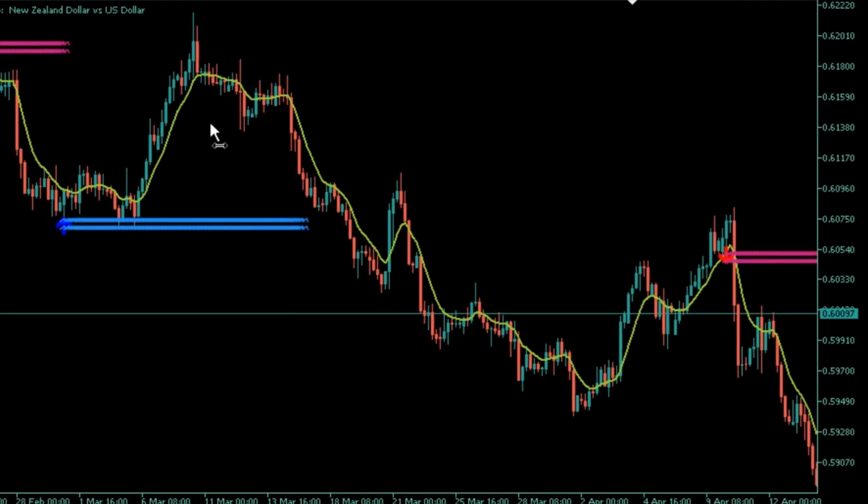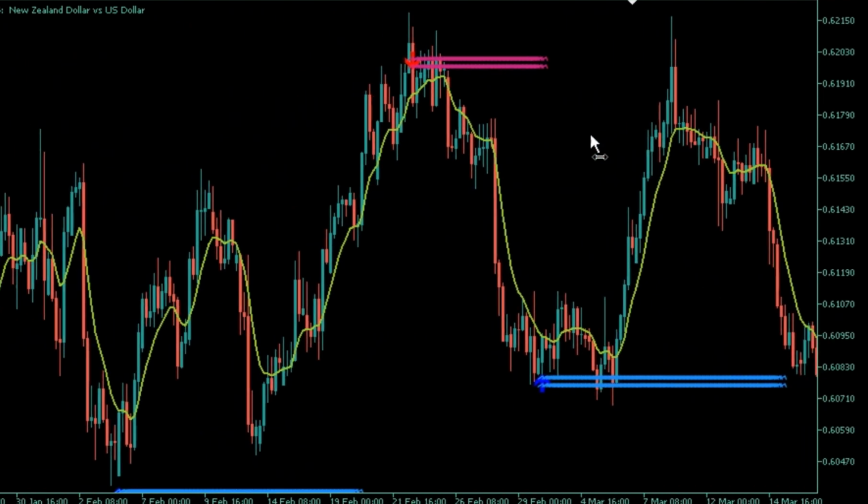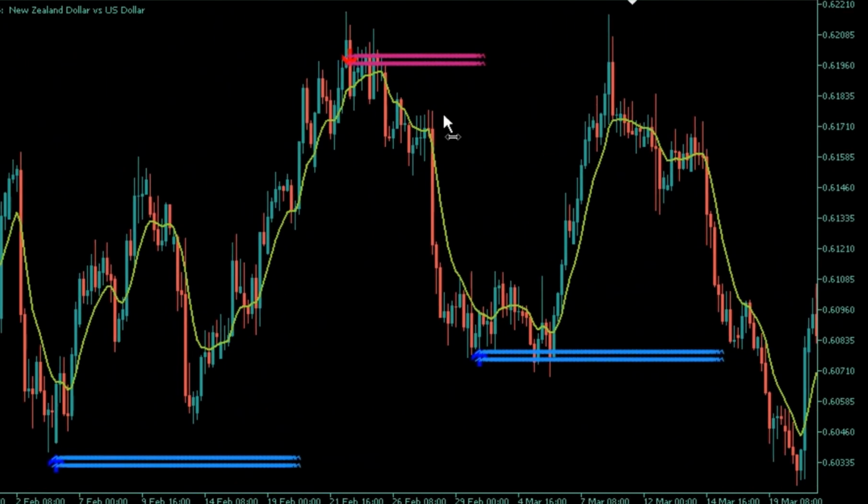As you can see, this is how the indicator looks like after loading it onto your charts. It will draw for us two zones. We have the pink zone and the blue zone.